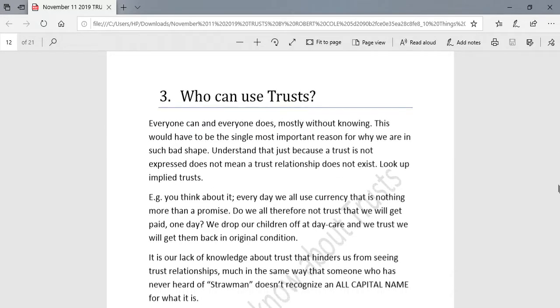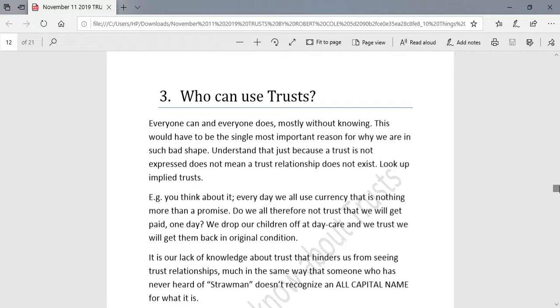3. Who can use trust? Everyone can and everyone does, mostly without knowing. This would be the second most important reason why we are in such bad shape. Understand that just because a trust is not expressed does not mean a trust relationship does not exist. Look up implied trust. You think about it.